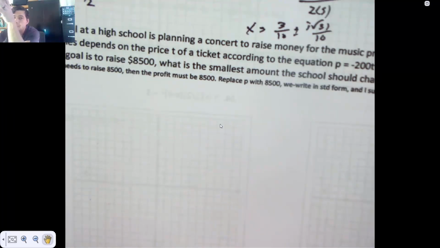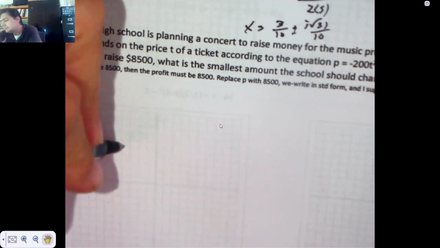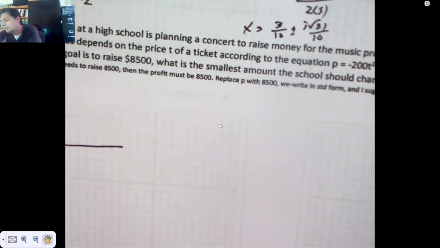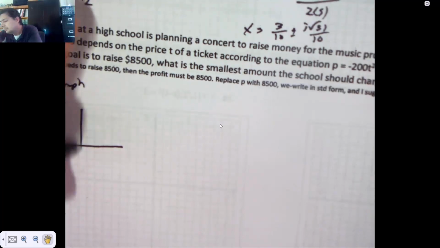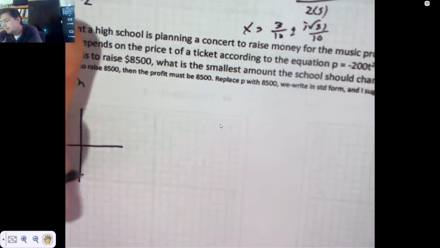If the goal is to raise $8,500, what is the smallest amount the school should charge for a ticket to the concert? Okay? So the gist of this lies behind what the graph would look like. This is a very rough graph, okay? Very rough graph. A rough graph, this thing would cross the y-axis all the way at negative 6,400.